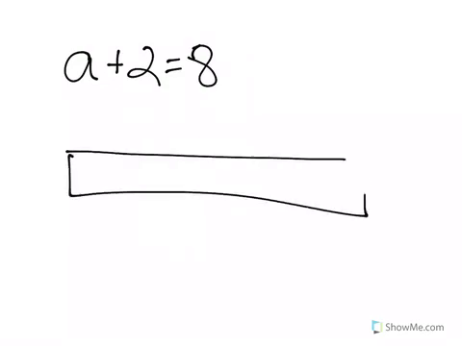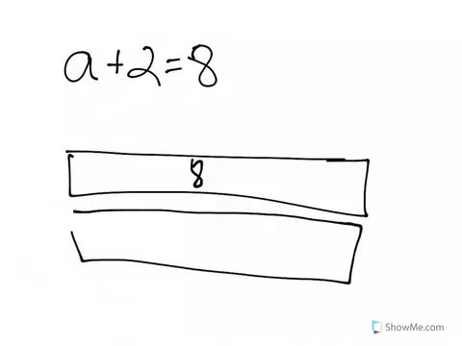So I'm going to create a diagram here, and this represents 8. Now, that is this side of the equal sign. Now I'm going to create a diagram that represents this side of the equal sign. We know that they are equal, so they have to be the same size. And I know part of my diagram is 2, and then part of it is a.